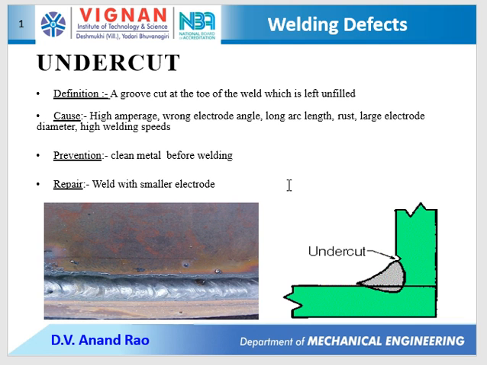undercut defect. And in the repair case, weld with a small electrode at that particular undercut area. Then we can fill that region and do the weld at that particular place. By doing this, we can repair that undercut defect.